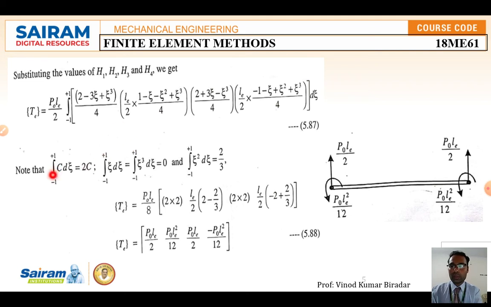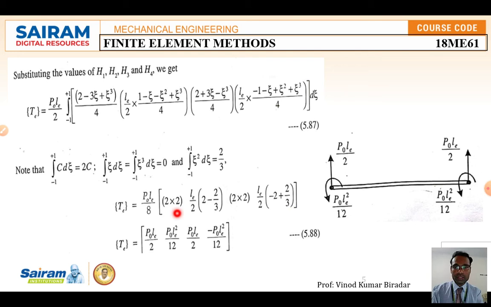The integral from -1 to +1 of C d zeta is equal to 2C. The integral of zeta d zeta from -1 to +1 is equal to zero. And the last one, the integral from -1 to +1 of zeta square d zeta, is equal to 2 by 3. Now substitute these values in this equation: T is equal to P naught Le by 8, with terms 2 into 2 Le by 2, 2 minus 2 by 3, and 2 into 2 Le by 2, minus 2 plus 2 by 3.